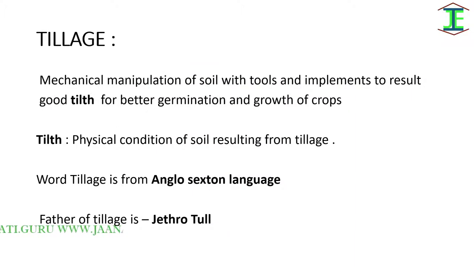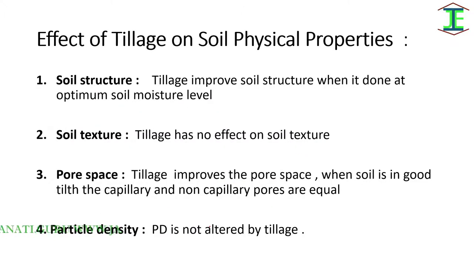Next is tillage. Tillage is mechanical manipulation of the soil with tools and implements to result in good tilth for better germination and growth of the crop. Tilth is the physical condition of the soil resulting from tillage operation. The word tillage is derived from Anglo-Saxon language and the father of tillage is Jethro Tull. Next, effect of tillage on some soil physical properties. First, soil structure. Soil structure is the arrangement of soil particles. When we do the tillage operation in optimum condition, tillage improves the soil structure. When done in dry condition, it is hard to improve the soil structure, and when done in too wet conditions, it spoils the soil structure. So tillage operations are done at optimum soil moisture level.